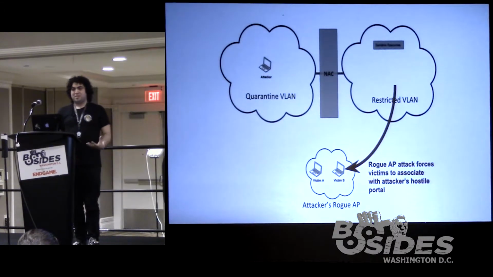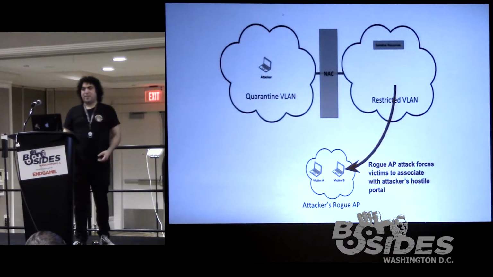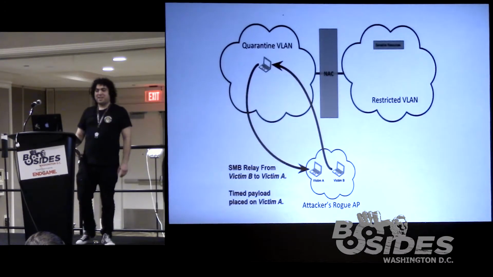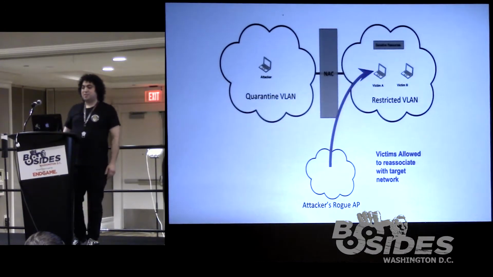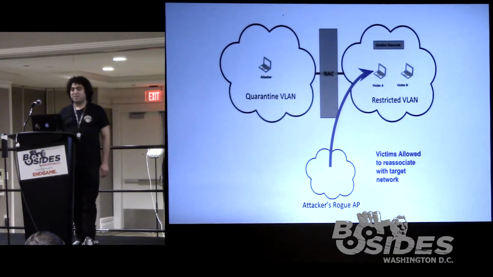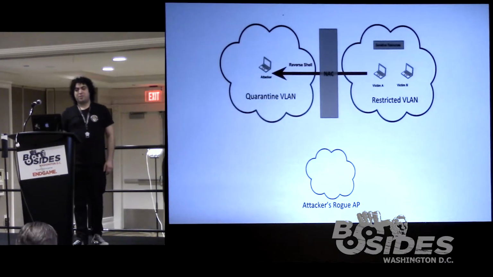At this point, though, instead of simply capturing hashes, we're going to relay that authentication attempt using an SMB relay attack from one victim to the other. This will allow you to instantaneously place a timed payload on one of the victims. You let the victims reassociate with the target network as before. They're moved back to the restricted VLAN because they're still authorized devices. And as before, we wait for the reverse shell.